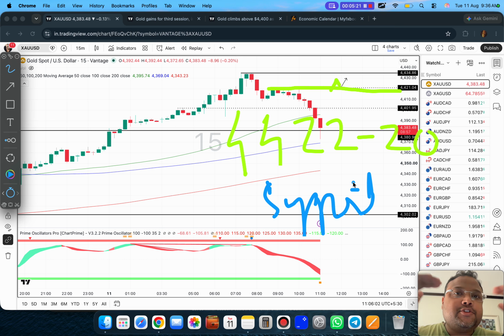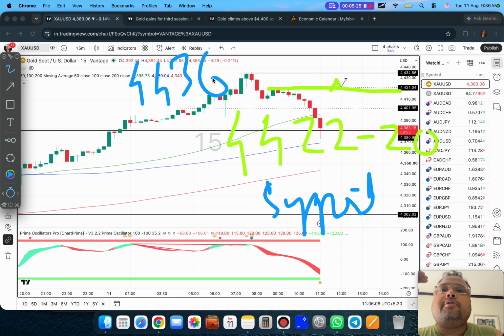So the major breakout level is 4436. But before that, if you're a scalper or experienced trader, you can look for a breakout around 4421, 4422. And when the market is coming down, you can expect the same 4422, 4420 to act as support as well. Means buying at pullback.